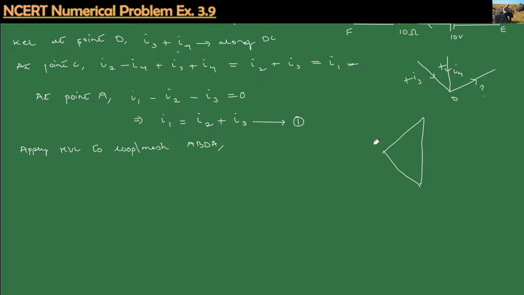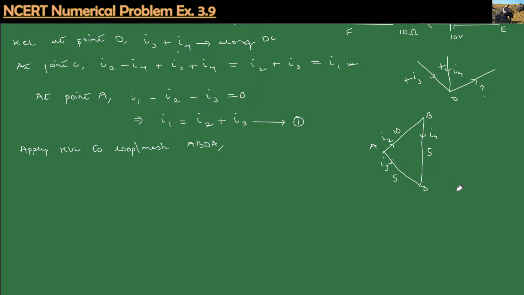If we sketch that diagram, it will be in that form. This is point A, point B, point D, and point E. Over here we have the 10 ohm resistor, over here the 5 ohm resistor, and over here also the 5 ohm resistor. So first current will be I2, this will be current I4, and this current will be I3.